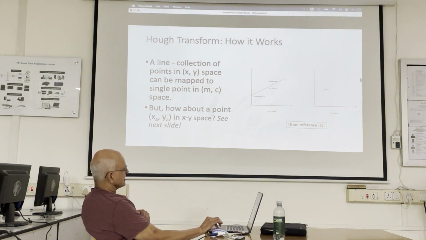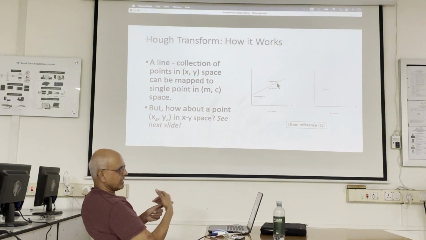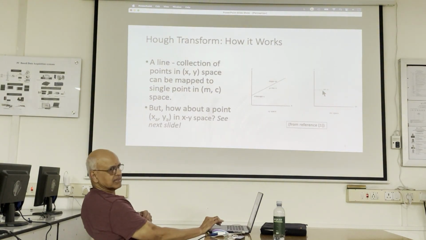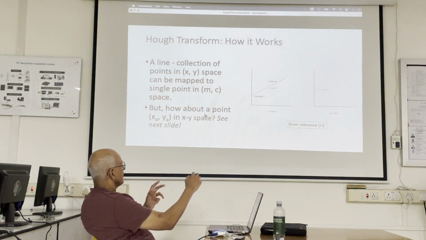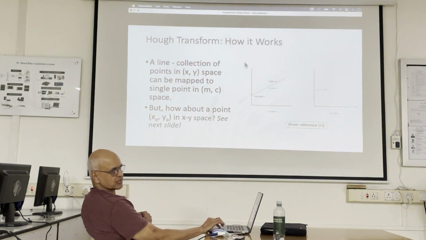So if I have an MC space, so C and M, and Y and X, then any line, what characterizes the line? You have the same M and C. So obviously all of these are going to map to a single point. But how about the other way around? How about a point in XY space? What happens to a point in XY? So this is the image. The image will be in XY space, right?